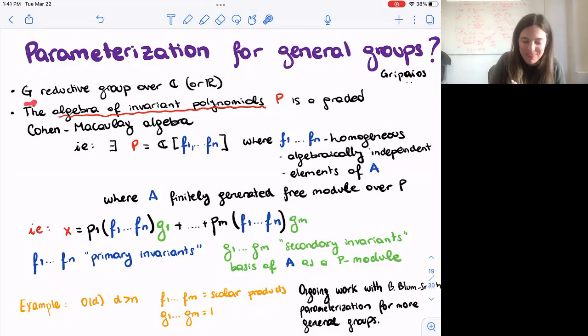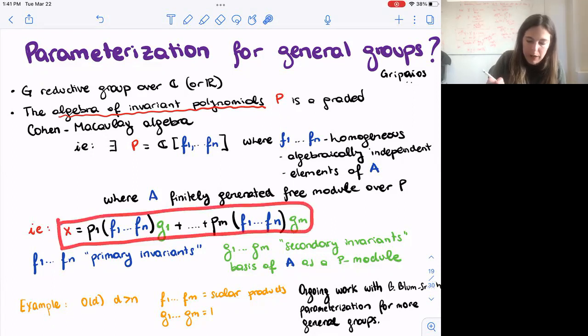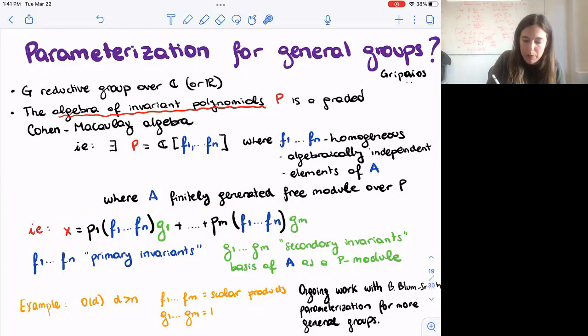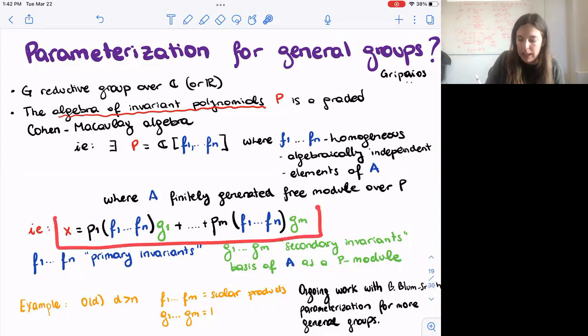So the idea is the following. If G is a reductive group, then the algebra of invariant polynomials has the property known as Cohen-Macaulay, which basically means that you have two sets of generators, the primary invariants and the secondary invariants, and every element in your algebra can be written as a very nice combination of these invariants. So it's a polynomial function of your secondary invariants, where the polynomial coefficients are polynomials of your primary invariants.